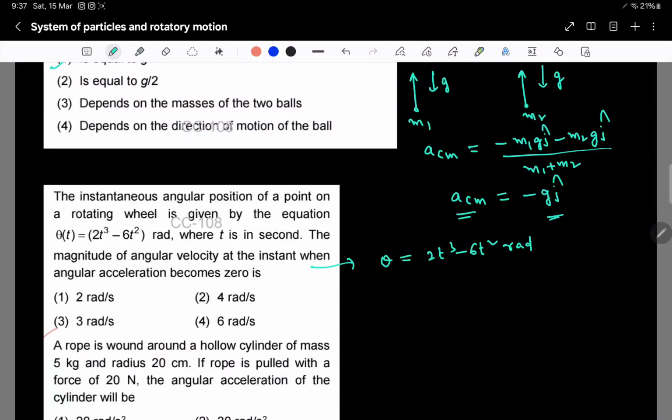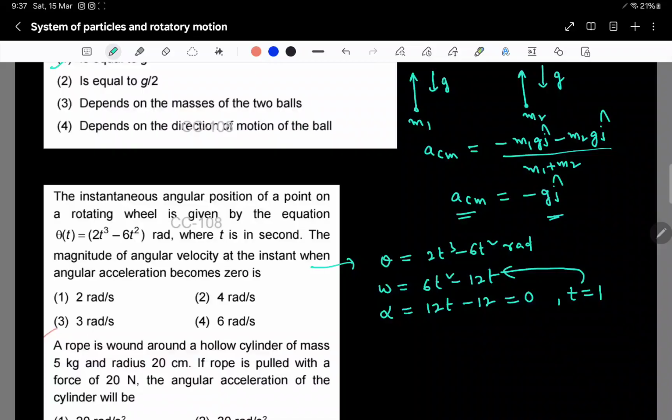Differentiate two times. One time differentiation gives angular velocity: 2 into 3, so 6t square minus 12t. Angular acceleration alpha equals 12t minus 12. This is equal to 0. After what time is it equal to 0? t equal to 1 only. So t equal to 1, substitute here, you will get angular velocity.